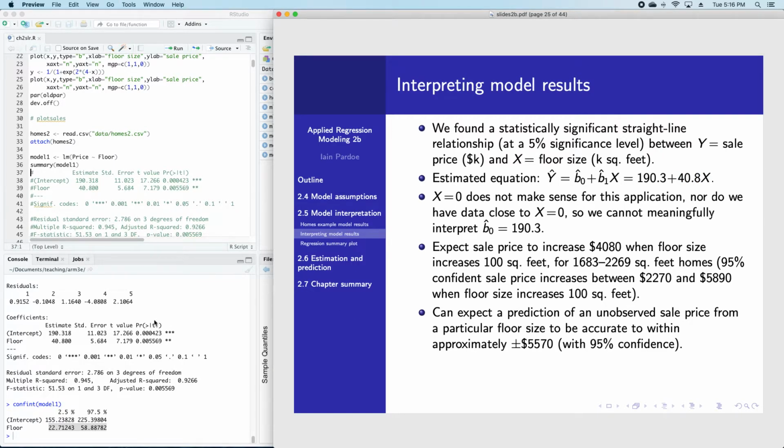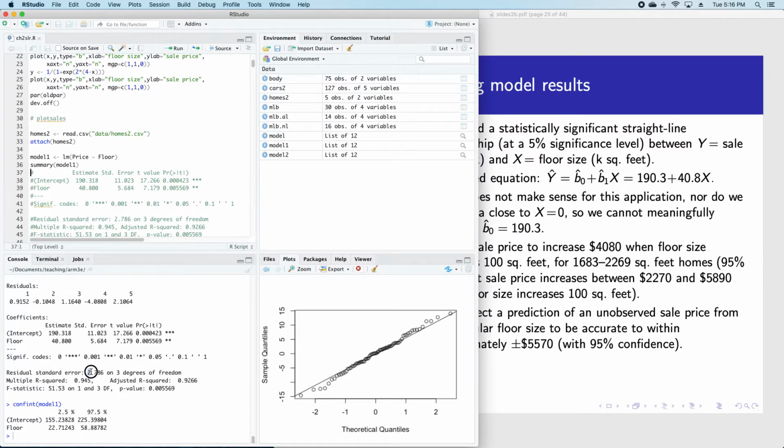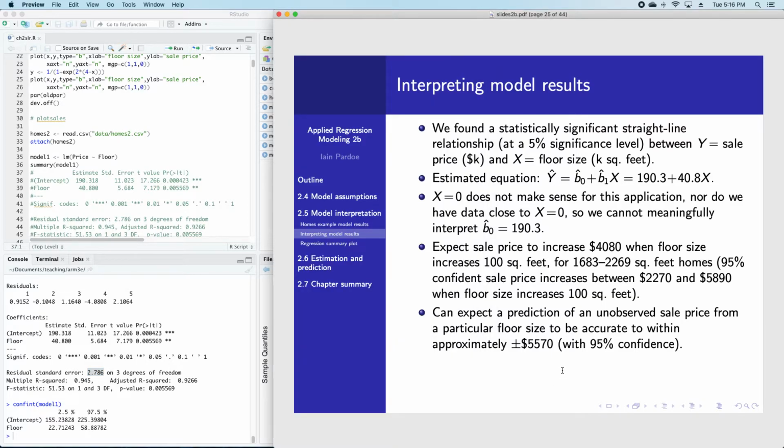Next, we can interpret the regression standard error, 2.786. R calls it the residual standard error, but in this textbook I call it the regression standard error. So remember, to interpret this number, we multiply it by 2, and then that gives us an approximate 95% prediction interval. So we can expect a prediction of an unobserved sale price from a particular floor size to be accurate within approximately plus or minus $5,570 with 95% confidence.